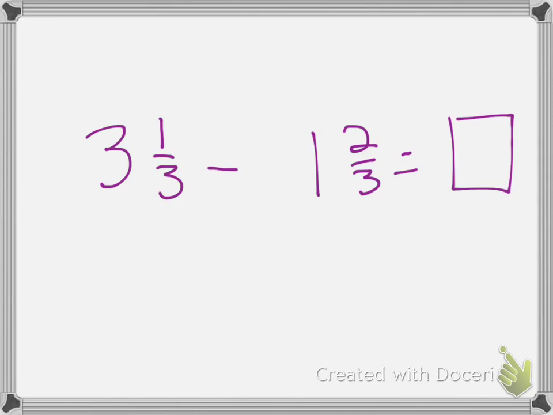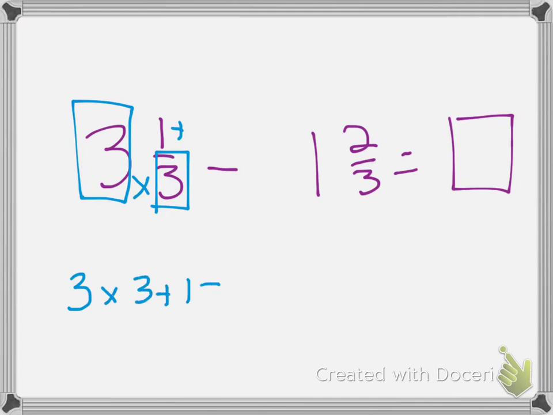So there's a rule for how to do this. And it goes like this. You take your big number times your denominator plus the top number. Your mixed number times your denominator. Yep, so your 3 times 3 plus 1 equals 10. That's right. So 10 over 3. So 10/3 is our first number.